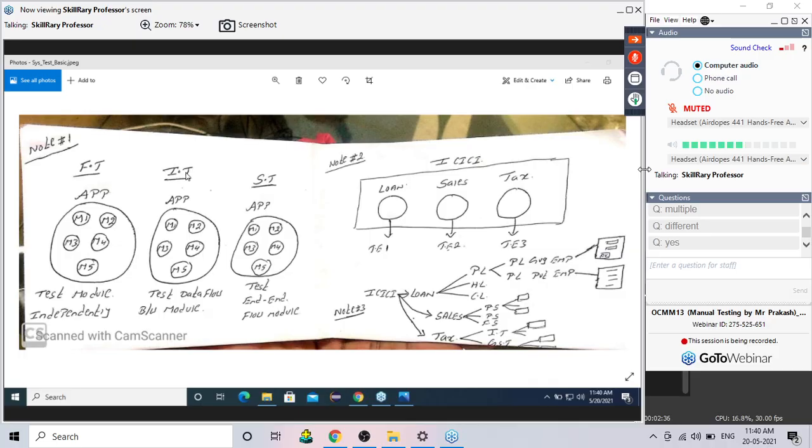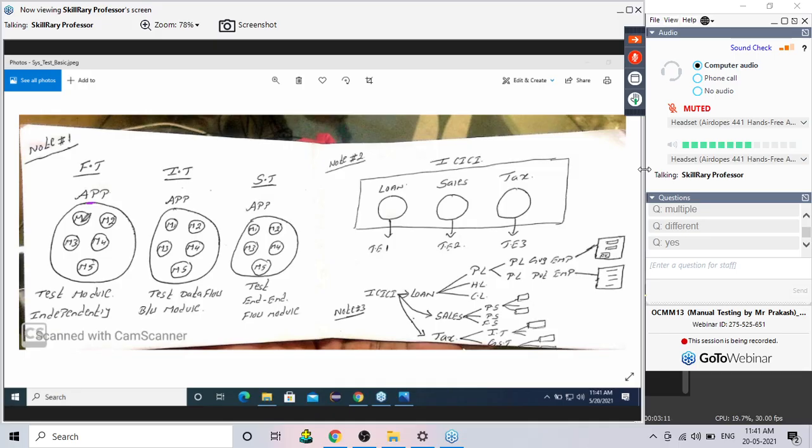According to this diagram, you observe, guys, I have taken one application, and obviously the application consists of some modules like M1, M2, M3, M4, M5. 5 modules are there.